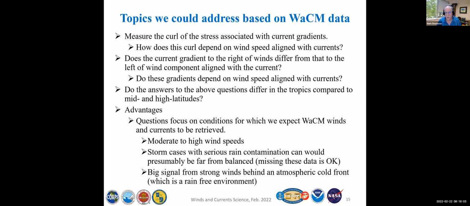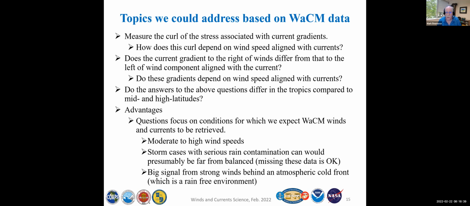So we can ask questions like, how much does the curl depend on the wind speed aligned with the currents? And again, in a current relative sense. How does the current gradient to the right differ from the current gradient to the left? Again, of the winds relative to the current. Because if there's this feedback process, we expect them to be different. And the duration, or the time it takes for this feedback to happen, will be an important part in addressing that as well.